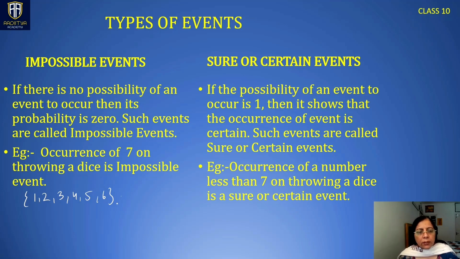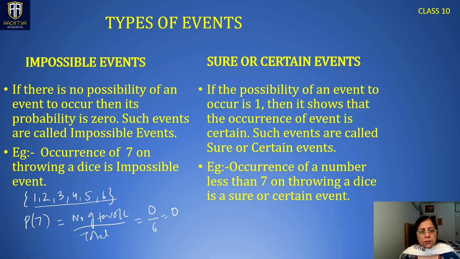Now everybody knows that when we throw a dice, we can have only these 6 outcomes. But if we are looking for some other number which is not possible on a dice, obviously the chances of getting that number will always be zero. The probability of getting 7 is number of favorable outcomes upon total outcomes. Here favorable outcomes are 0 because we don't have 7 in the sample space. So 0 over 6 becomes 0.